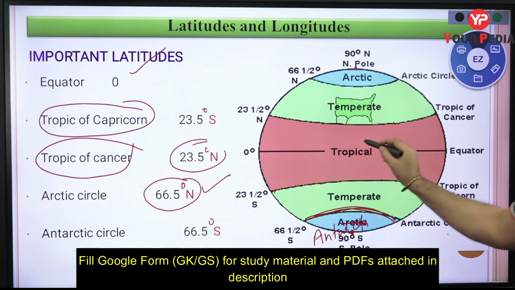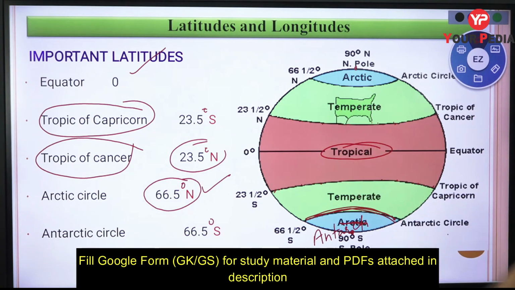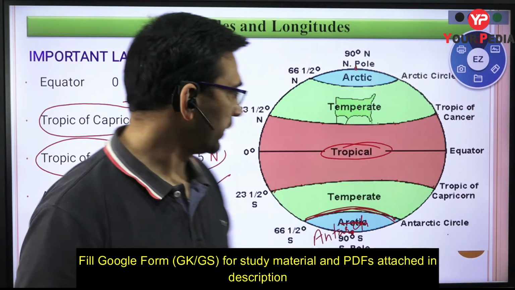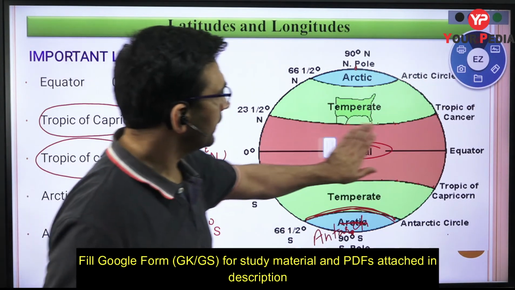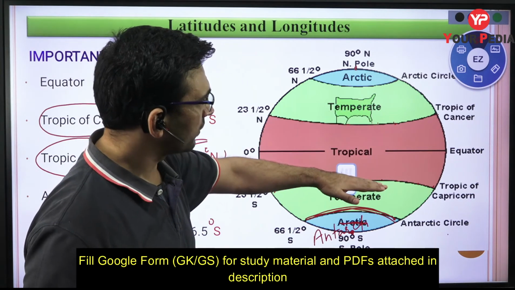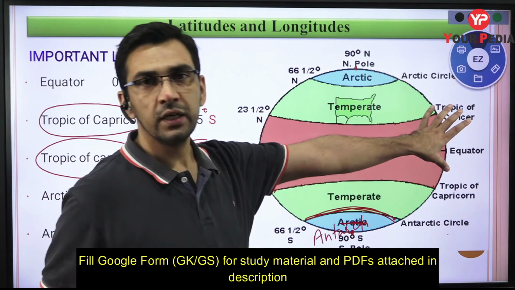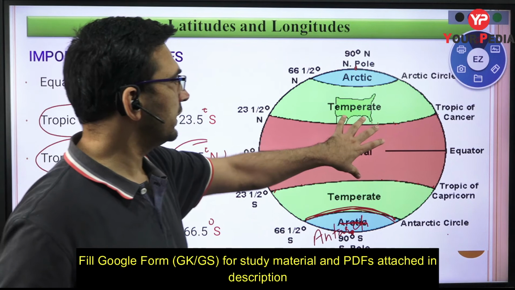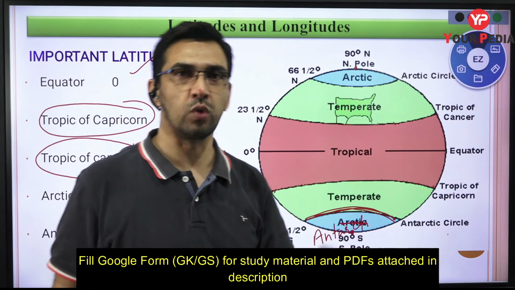See, this area near the equator receives the largest amount of heat throughout the year, and we call it a tropical area. What is called the tropical area? The region between the Tropic of Cancer and Tropic of Capricorn. This band, we call it a tropical area, and this area gets the most amount of heat from the sun throughout the year.